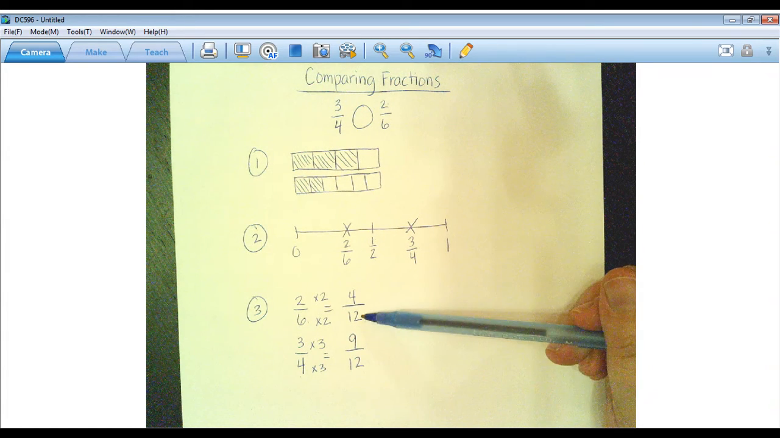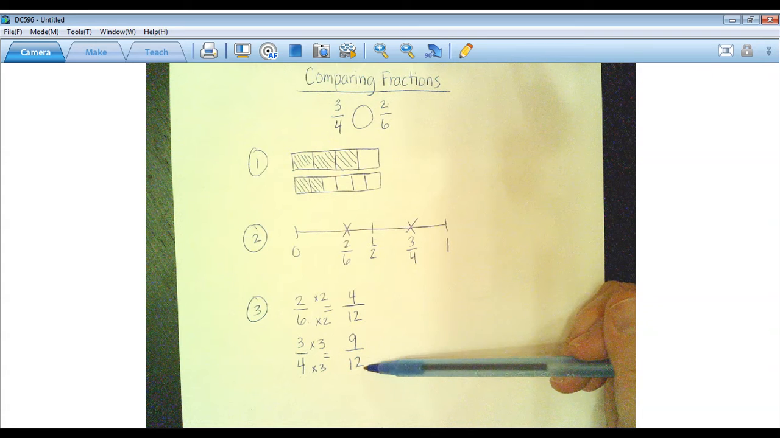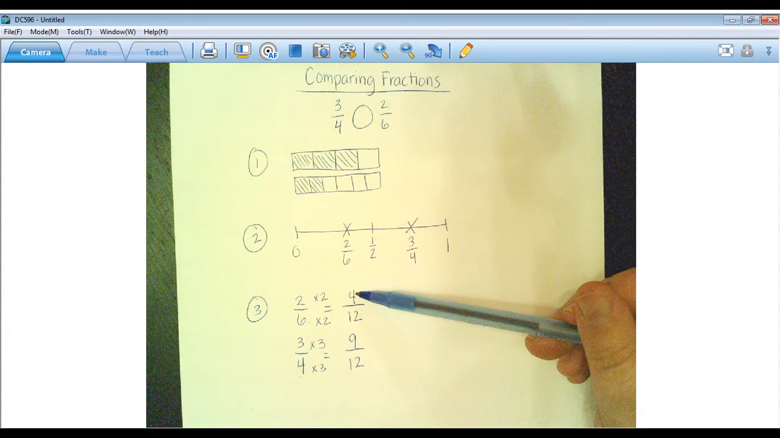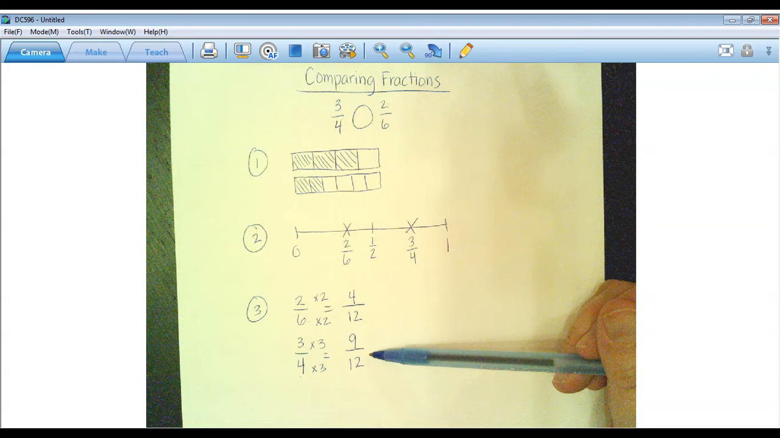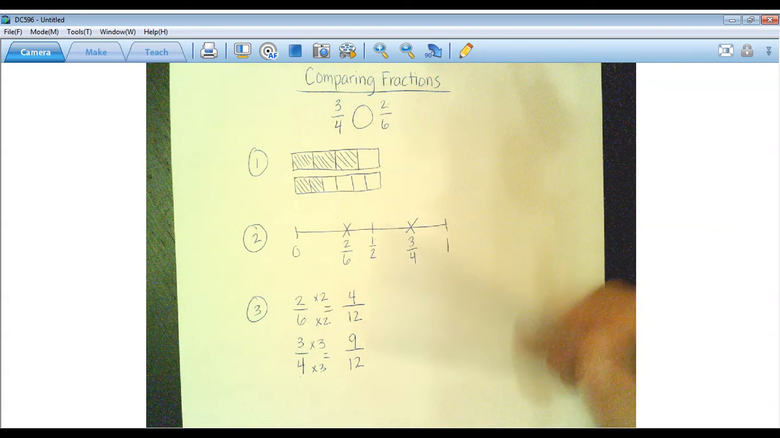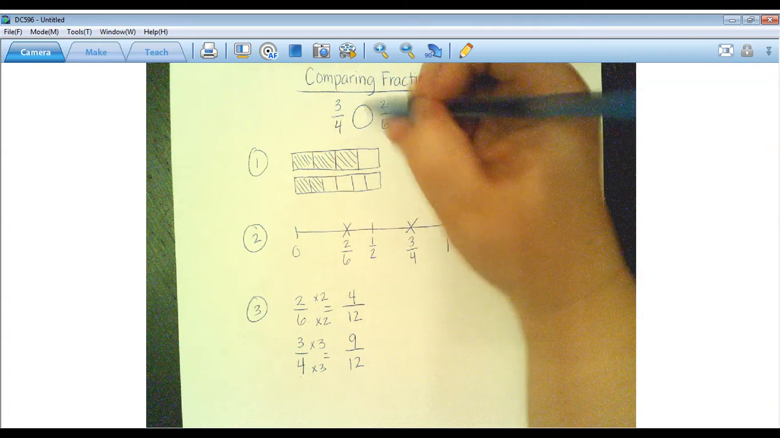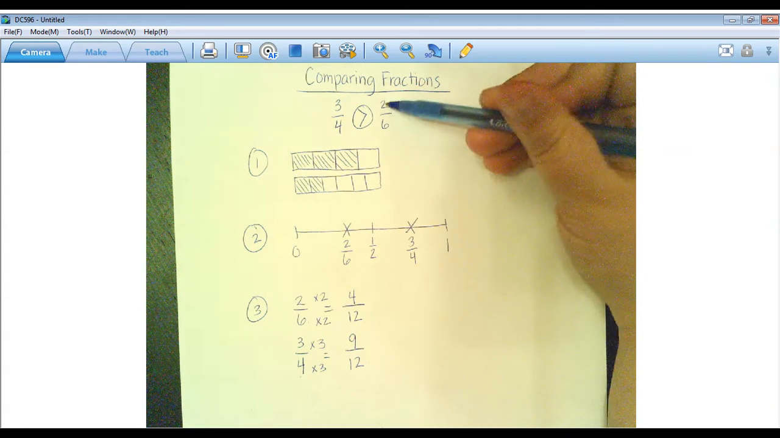So now that we have the same denominator, 12ths, well, which one is more, 4 of those pieces or 9 of those pieces? 9 of the pieces would be larger. So these are 3 different ways that I can use to show that 3/4 is greater than 2/6.